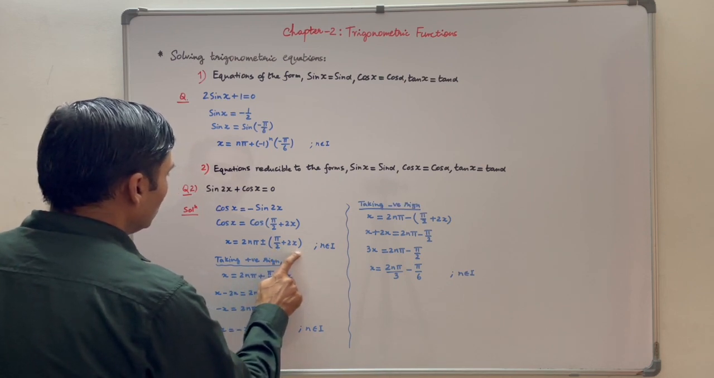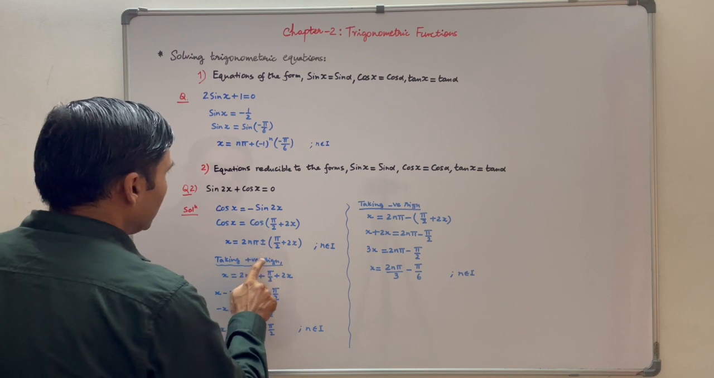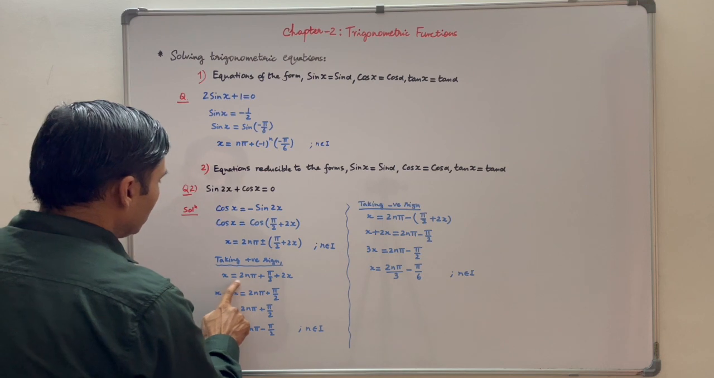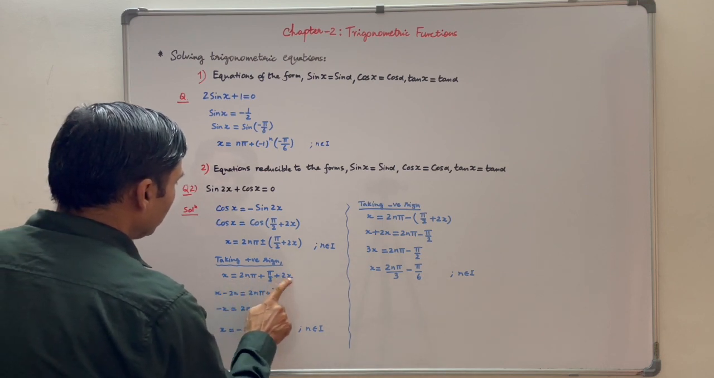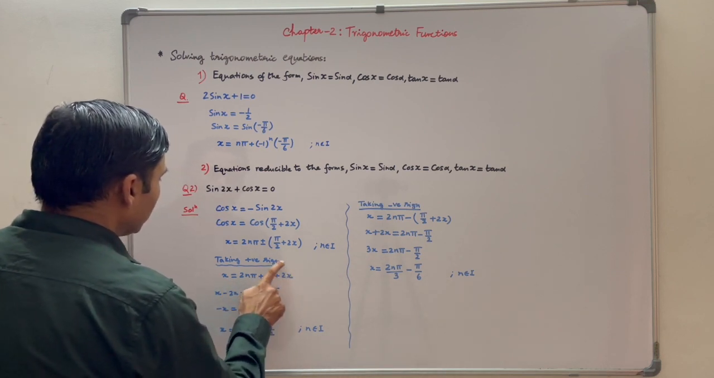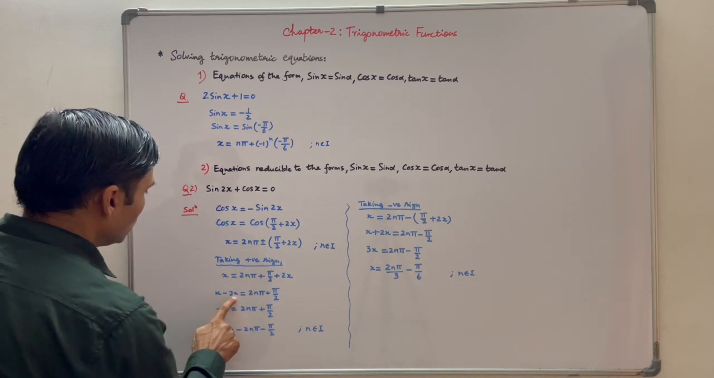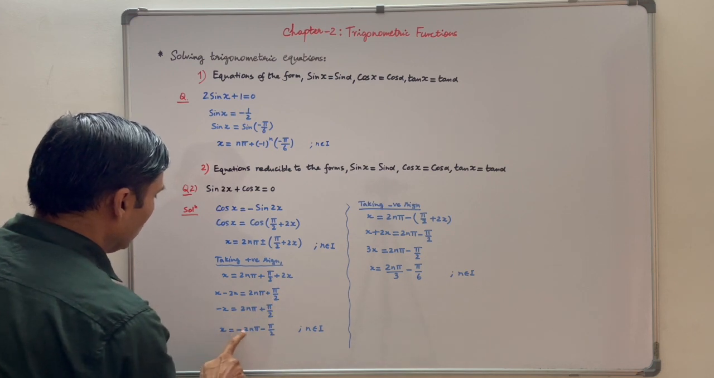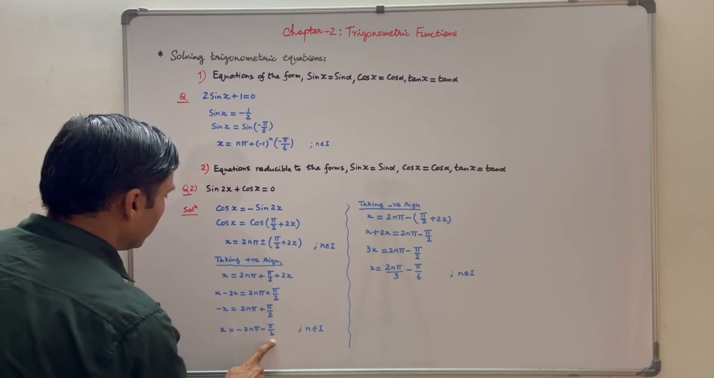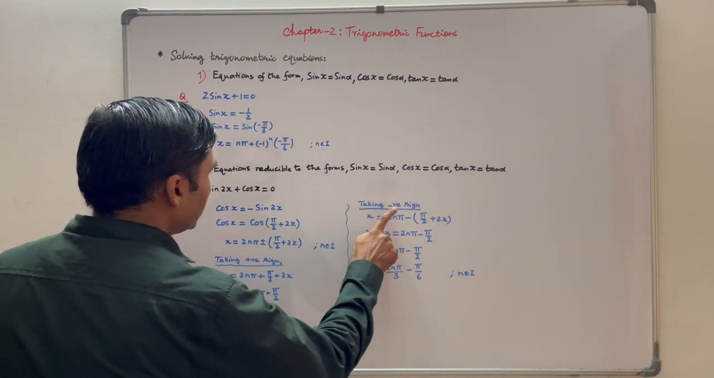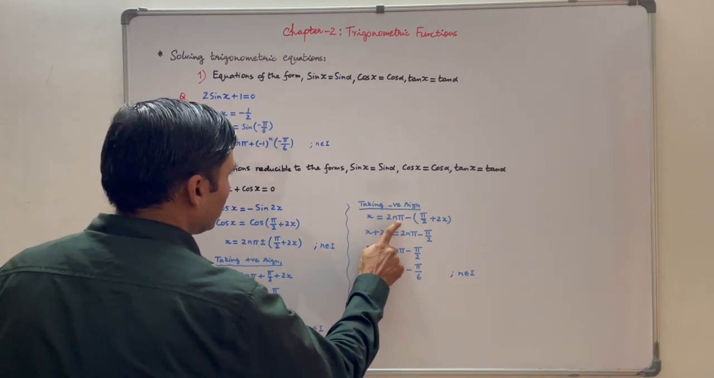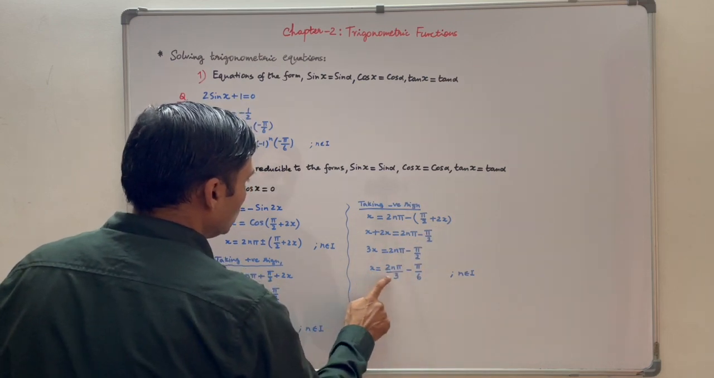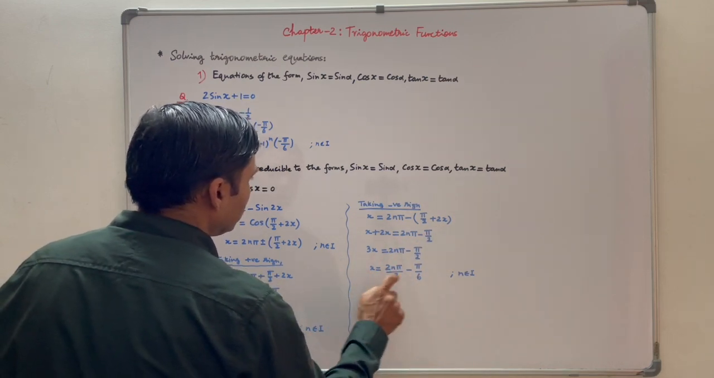Now we will consider two cases, when sign is positive and when sign is negative. When sign is positive, x is equal to 2n pi plus pi by 2 plus 2x. Now taking 2x to the left hand side, x minus 2x is equal to 2n pi plus pi by 2. This gives x is equal to minus 2n pi minus pi by 2. Second case, taking negative sign, x is equal to 2n pi minus pi by 2 plus 2x. So x comes out to be 2n pi by 3 minus pi by 6.